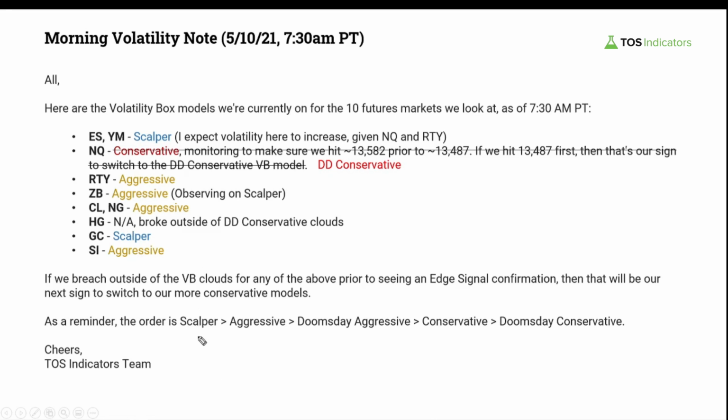Now, if we draw this out one more time for our energies and our metals, so let me draw that line along with where we had each of these models ranking. Crude and natural gas were both on their aggressive volatility box models. Copper had already broken outside of its doomsday conservative models, and we knew to ignore copper.